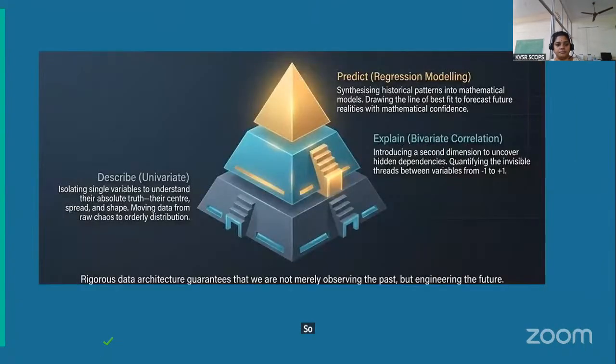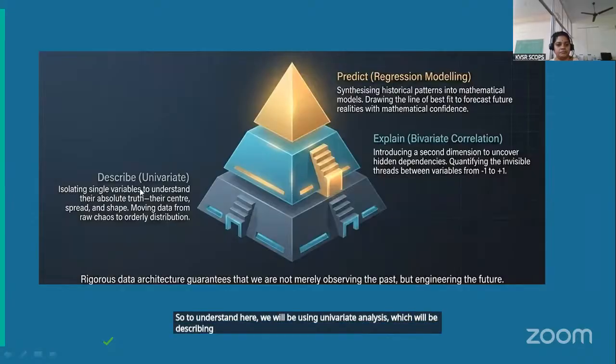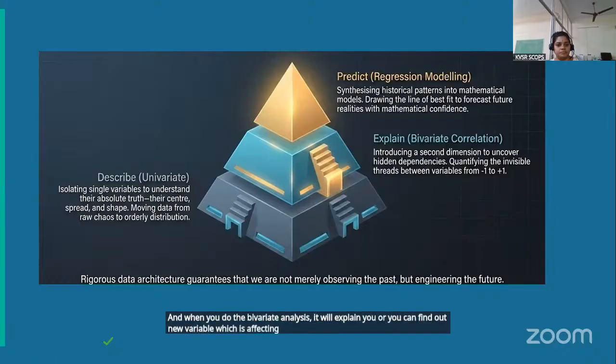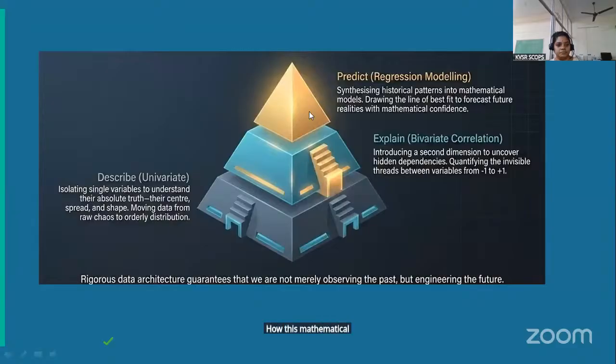So this is about the various statistics. To understand here, we will be using univariate analysis, which describes what is there in your data. And when you do the bivariate analysis, it will explain to you, or you can find out, a new variable which is affecting your data points or the total activity. And from here, by using regression modeling, you try to understand how this mathematical model can be used to forecast new data with a confidence of mathematical correlation.